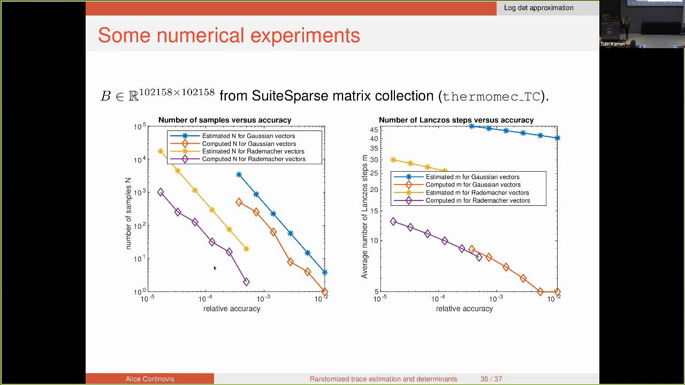And you notice that, for example, this purple line is for Rademacher random vectors, and this red line is for Gaussian vectors. For Rademacher random vectors, the accuracy is much better. This is due to the fact that this matrix B, and also the previous one a bit, has large elements on the diagonal. Rademacher vectors detect the diagonal exactly, so it's only the off-diagonal part that gives you an error. That's why they differ by an order of magnitude, basically.